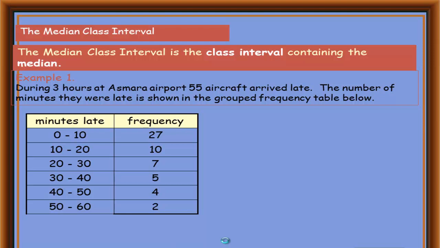Let us take an example for median. This example is the same as the last example which we have seen. Now, the median class is the class interval containing the median. Here, the summation of each frequency is 55. Since 55 is an odd number, we add 1 to 55 and divide by 2. Then 56 divided by 2 is 28. The 28th value gives the median class.